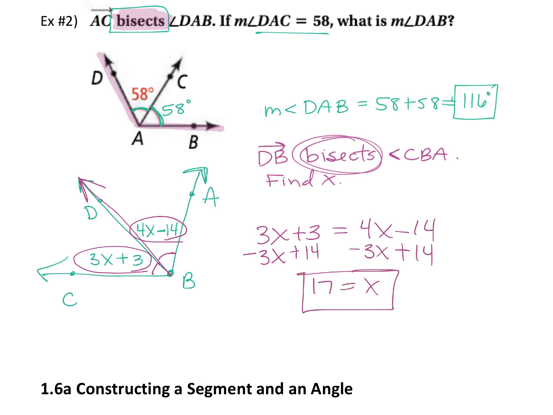So then if you had to find the value of each angle, you would plug that in. 3 times 17 plus 3 is 54 degrees. Okay, which means this one should be what? 54 degrees. So plug it in. 4 times, what did I say? 17 minus 14 is 54 degrees. Okay, so you can always check your work on these. Plug things in and you'll see what they should come out to. Questions on that? Shortest lesson to date? I think so.